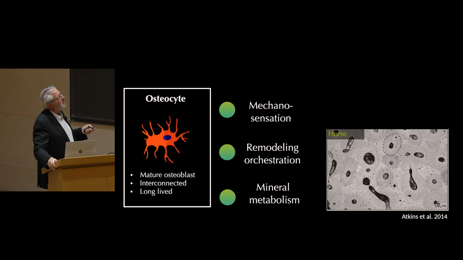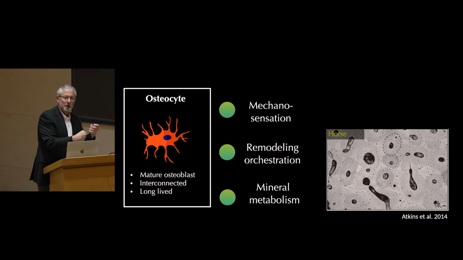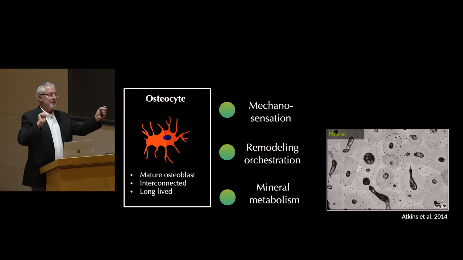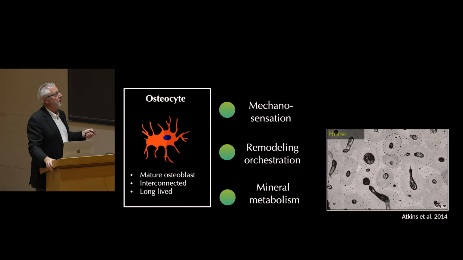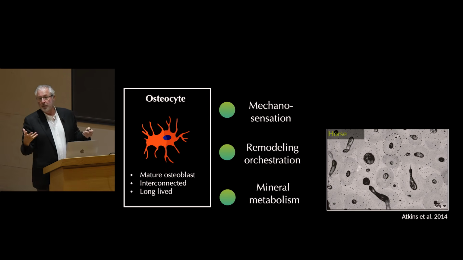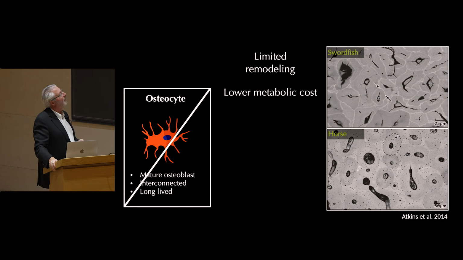These osteocytes function in mechanosensation in the interior of the bone. They respond to external pressures. They orchestrate remodeling. That is, they can orchestrate the activity between the bone-forming cells and the bone-resorbing cells. And they function in mineral metabolism as well, activated by hormones and so forth that are involved in hormone regulation. But we have none of that in this fish.